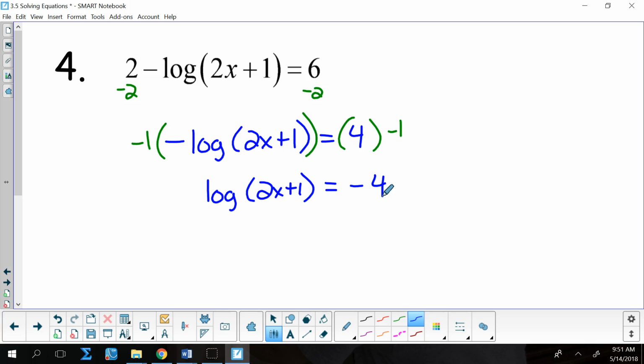Change forms, right? What's my base? 10 is my base. So this is 10 to the negative 4th power equals 2x plus 1. Can I do 10 to the negative 4th power? Yes. What is it? 0.0001. So it's 1 over 10,000.